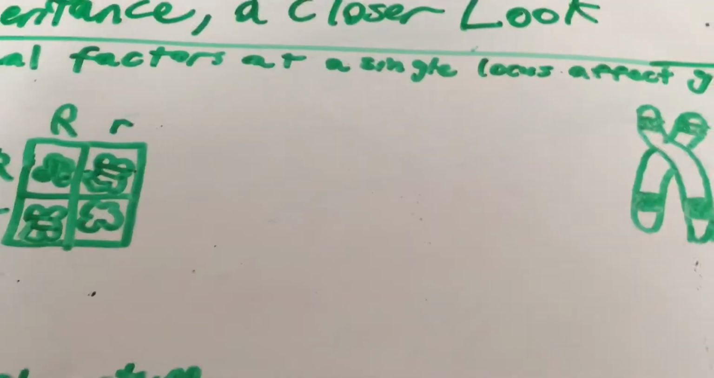Additional factors at a single locus affect the genes. What's a locus? Well, a locus is basically just a location on the specific gene. Additional factors at a specific location of the chromosome can affect the genes.